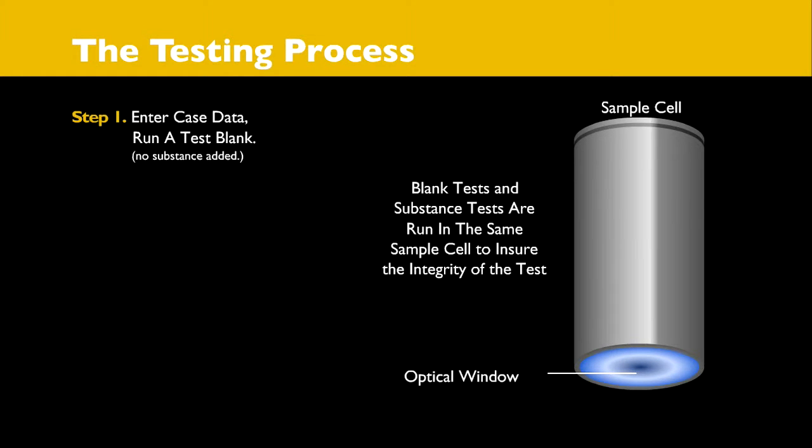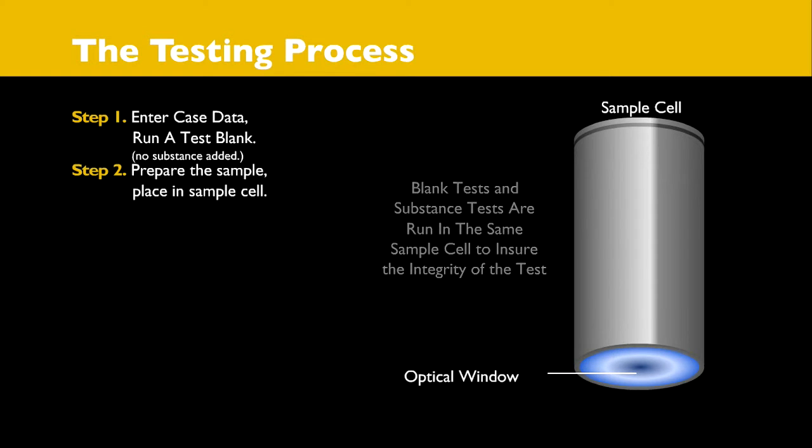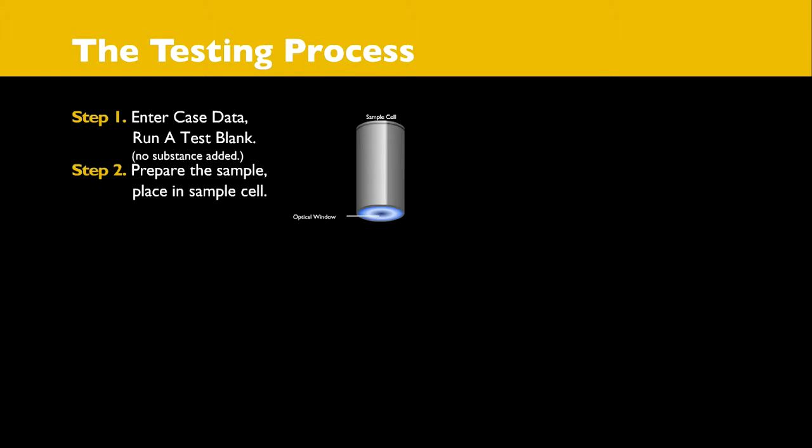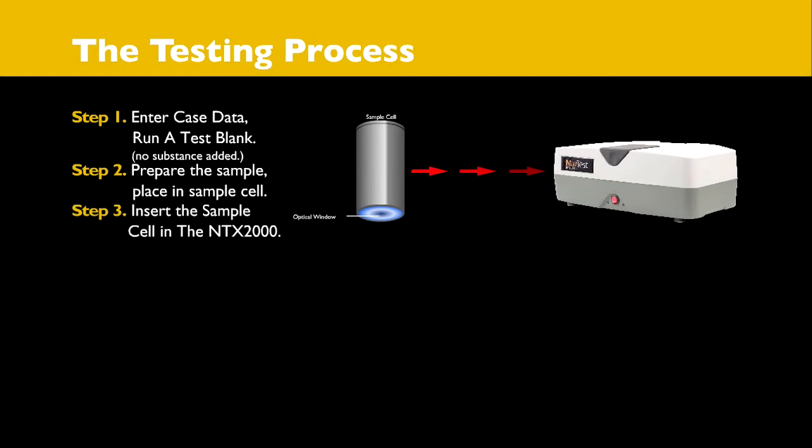Now that we know how the drug analyzer works, let's take a look at the testing process. A blank is run on the drug analyzer to ensure that the solvent and supplies that are going to be used to handle the unknown sample are clean and free of any contamination. The sample cell has a clear optical window that allows for the direct application of light. The sample is prepared and placed into the sample cell.